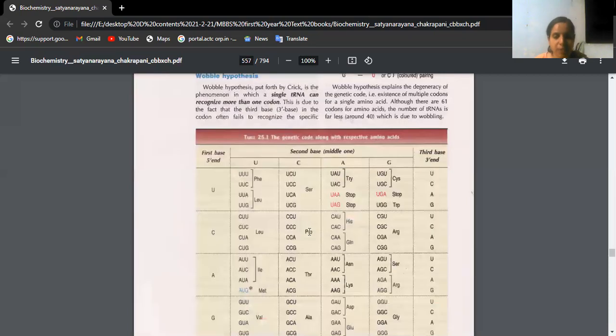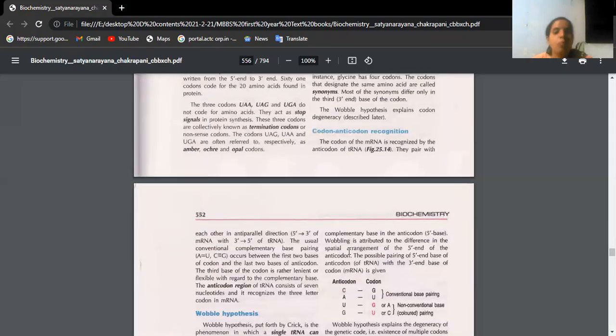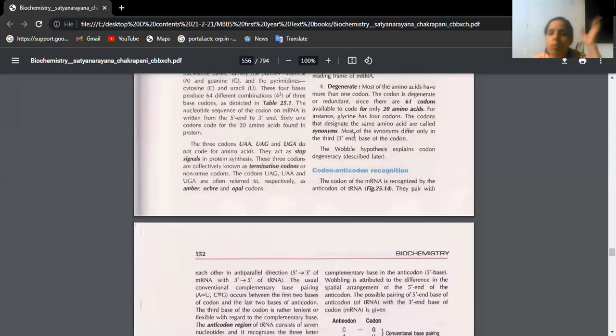For example, if you see here, these are four different code words, but all four are coding for serine only. Again, these are four different code words for proline. That means what? Degenerate. That means more than one code word can code for only one type of amino acid. So that's what is called the Wobble hypothesis.